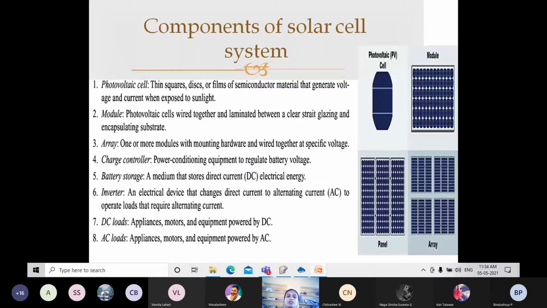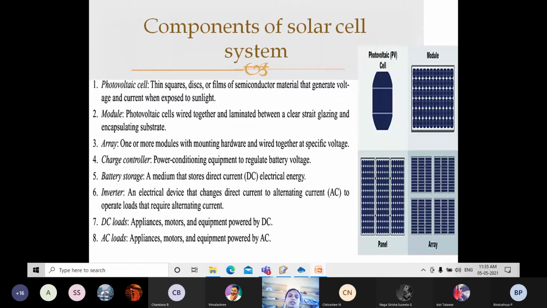So first, the photovoltaic cell is a thin square disc or film of semiconductor material. It will generate a voltage and current when it is exposed to sunlight. And what about a module? A module is photovoltaic cells wired together and laminated. You can observe here, this is a module. Here the cells are wired together and laminated between a clear glazing and an encapsulating substrate. Okay, this is a module.